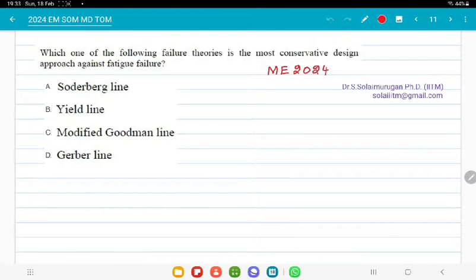Which one of the following theories of failure is most conservative? So these are fatigue theories of failure, right? Conservative theory, safest theory is Soderberg. In case of static theories of failure, the safest theory is Tresca theory for pure shear case. Right.